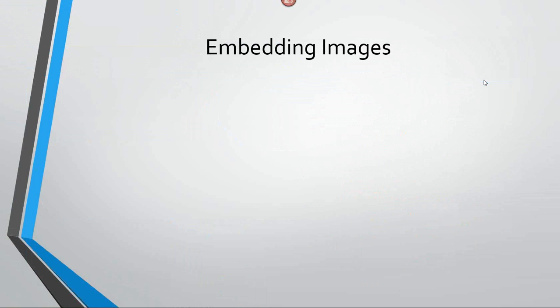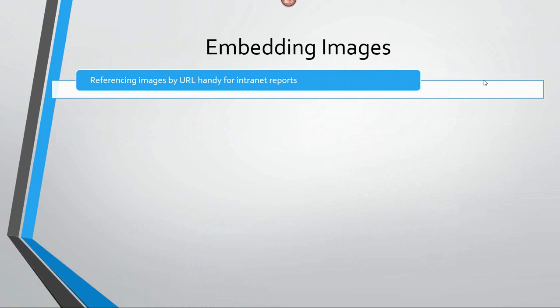Embedding images. This is something I picked up from the PowerShell Deep Dives book, which should be out any day now. When you build your report, you can always put in an image tag and say, I want to load this image from this particular web server, internet server, or whatnot. So that's really handy for intranet reports.